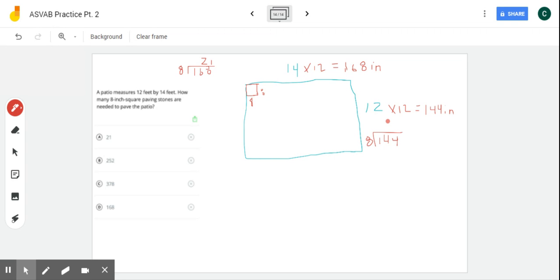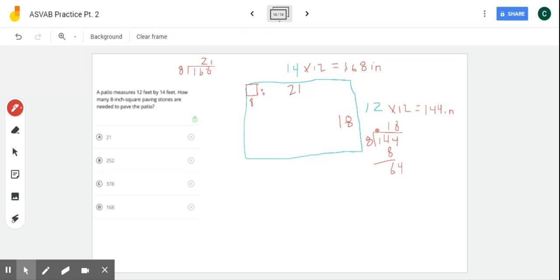So 8 goes into 14 once. We have 6 left over. Bring down the 4. 8 goes into 64. 8 times 8 is 64. So 8 goes into 64 8 times. So we have 21 across and 18 up and down. So let's see, 21 pavers across, 18 up and down.